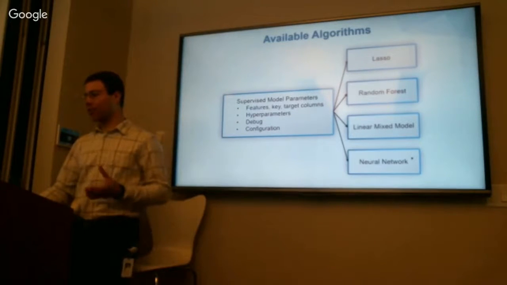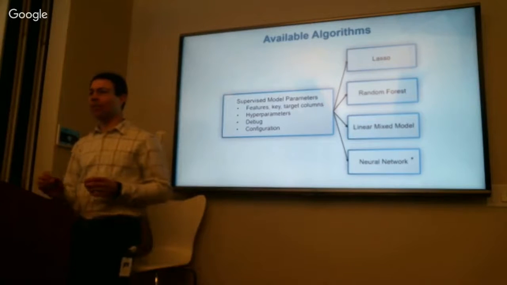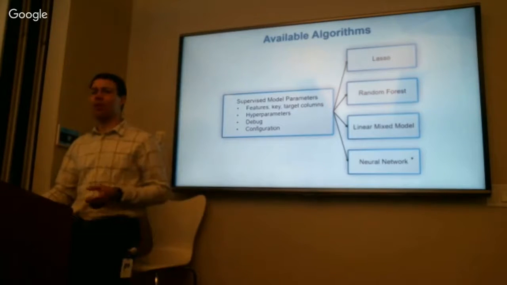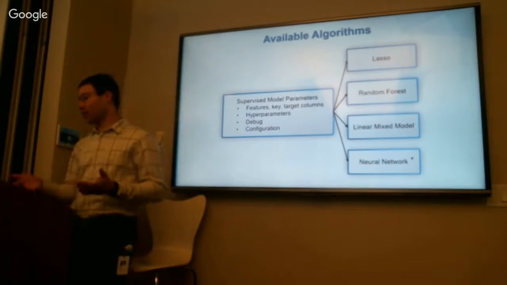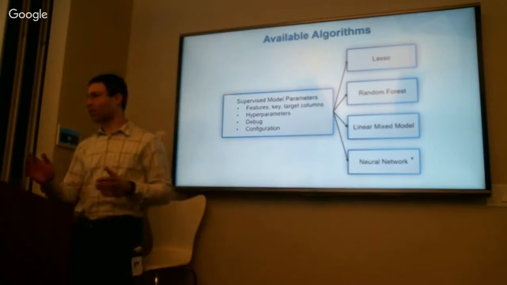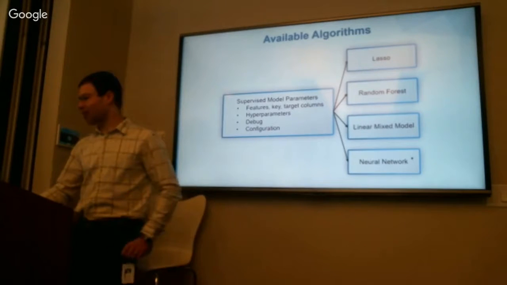One of the neat things about the package is the way the architecture is designed. We have this supervised model class, which has all of the parameters that all 4 of these models need. When you create this class with your data, you can then change out and try a different model without changing any parameters. You can just say, lasso is okay, but let me try random forest. You just change lasso to random forest and it works. So that's a nice way to do model comparison.